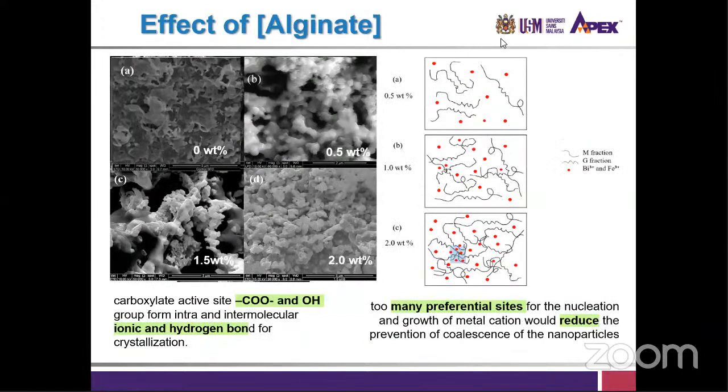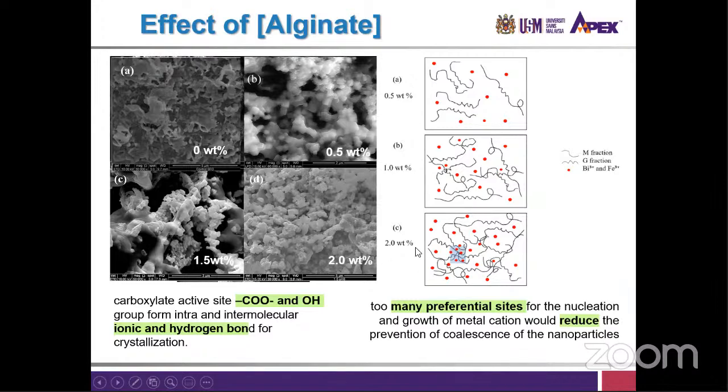It also has an effect from the concentration of alginate, again from 0, 0.5, 1.5 to 2. On this, there will be carboxylate active sites, the carboxylate group here and also the hydroxyl group here, that form intra- and intermolecular ionic and hydrogen bonds for the crystallization to occur.